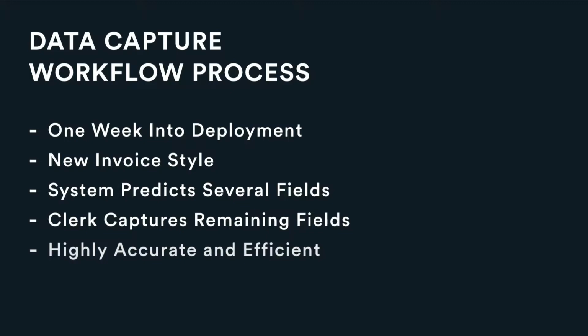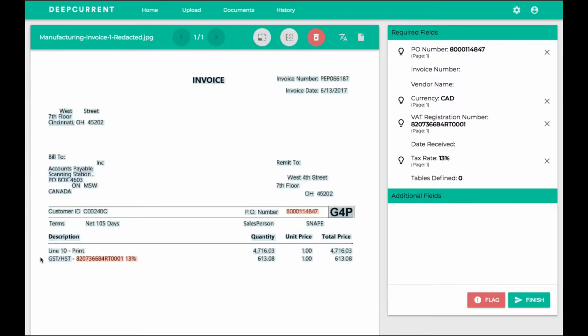So let's get started. As a clerk arrives at the annotation screen, they will see the original document on the left, allowing them to verify all information against the source of truth. The DeepCurrent system has already processed the document, meaning it has been de-skewed, denoised, OCR'd, intelligently classified as an invoice, and the predicted fields have been captured.